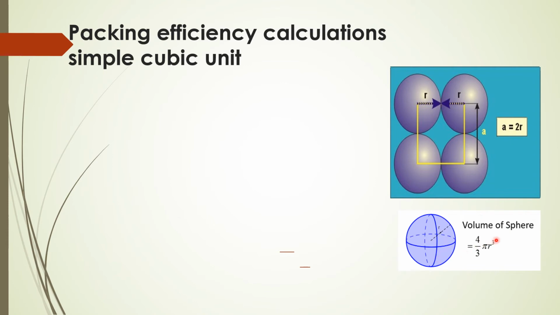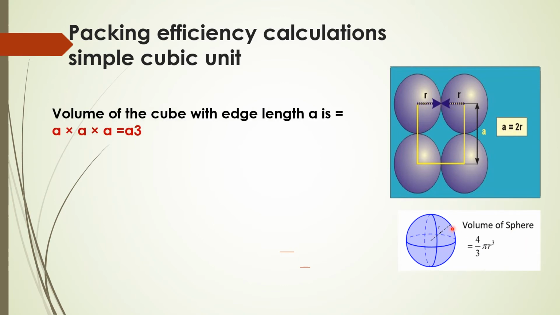Then the volume of the sphere is equal to 4/3 πr³. I'll explain later why I show this. Then the volume of the cube with edge length a is a × a × a. This is one a, this another a, this another a, because this is going to attach to another unit cell, so we are calculating only the bottom cell. This is 1a, 1a, 1a.